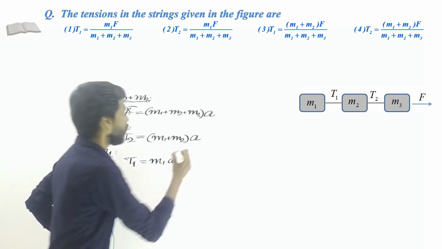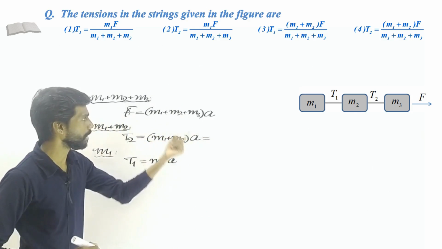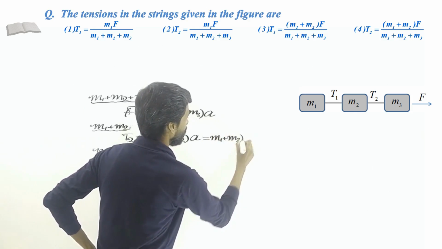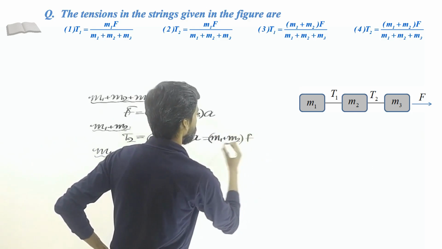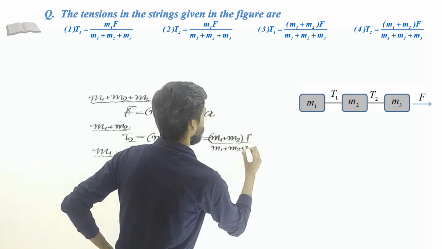So if you substitute here, the value of T2 is (M1 plus M2) multiplied by A. So that is (M1 plus M2) multiplied by the acceleration, and the acceleration here is F divided by (M1 plus M2 plus M3).